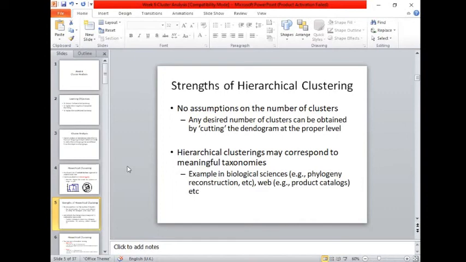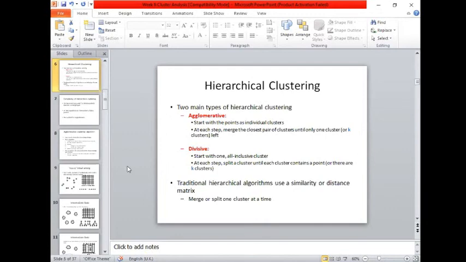And take note that hierarchical clusterings also correspond to meaningful taxonomies. When we say taxonomies, it talks about the subgroups of one group, for example in biological sciences. We have the phylogenetic reconstruction, and even on websites, we have the product catalogs as part of the taxonomies when it comes to computer-based.